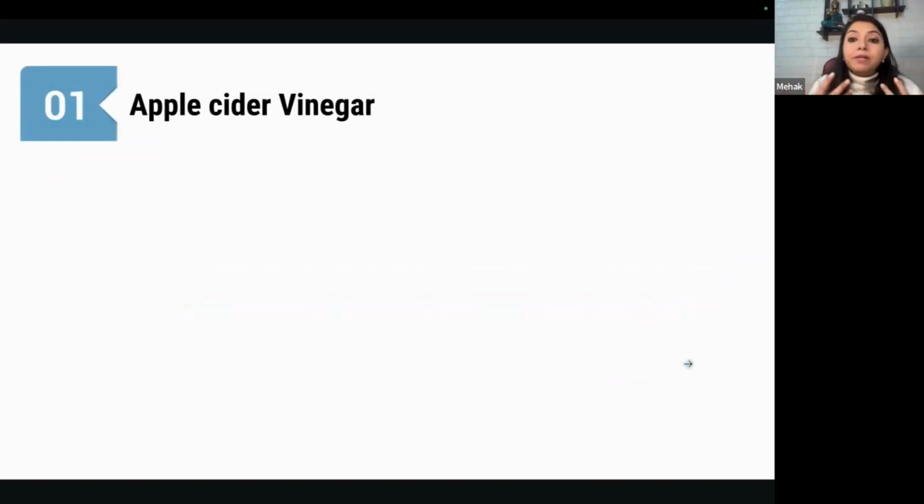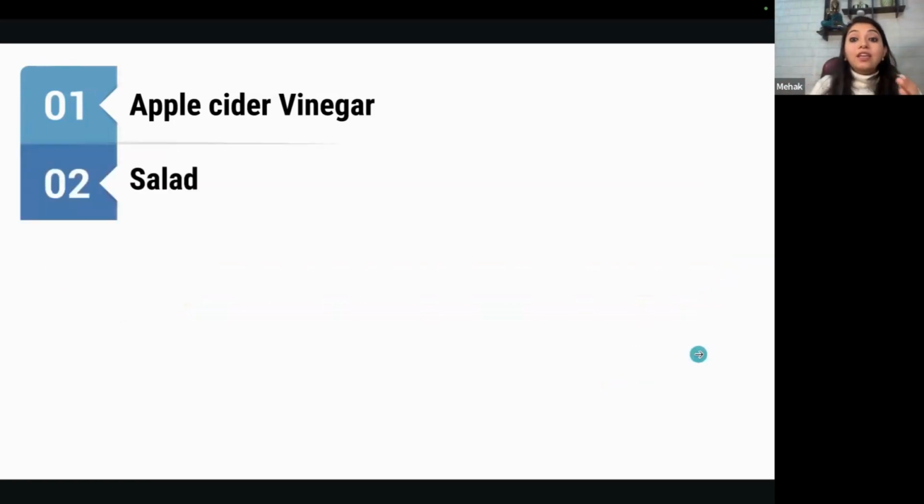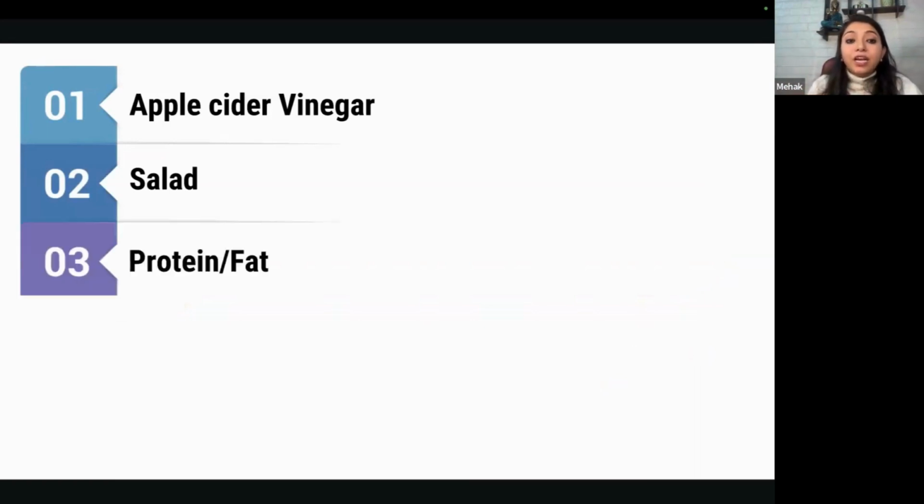First, we take apple cider vinegar. Apple cider vinegar helps your body absorb your insulin better. How do you take apple cider vinegar? 1 spoon of apple cider vinegar in 1 glass of water, to be taken with a straw. Then you eat salad. Fiber creates your first layer. Second, you eat protein, in the form of chicken, egg, paneer, cottage cheese, tofu, soya. That creates your second layer.